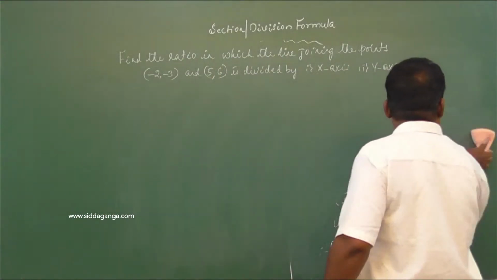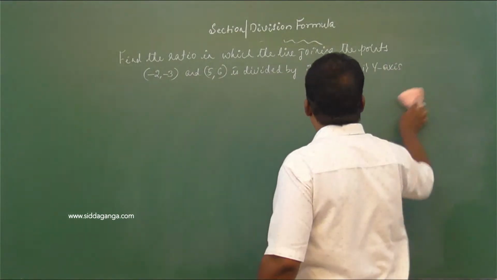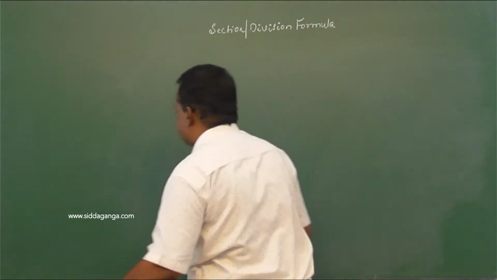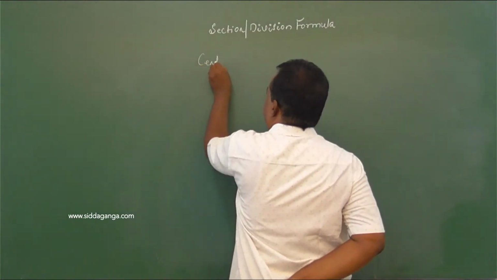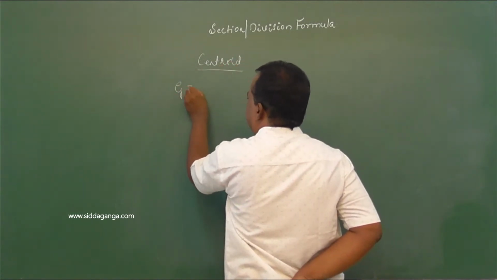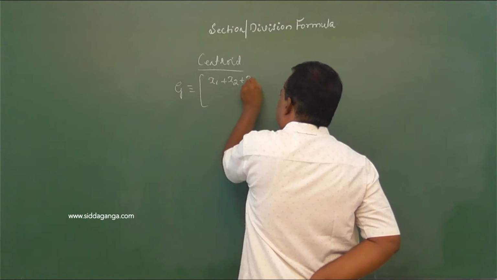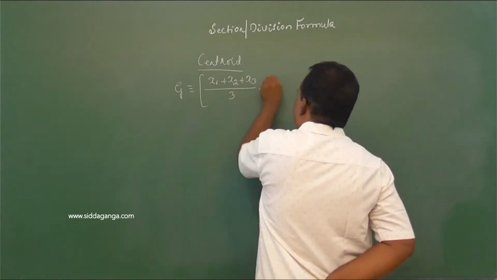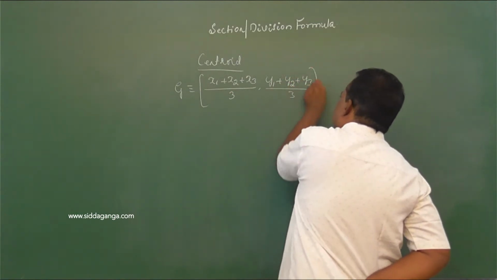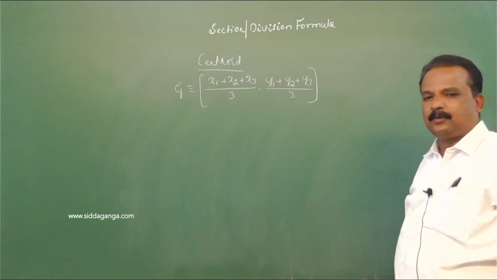Next, these are all the good problems under section formula. So one more important concept in section formula is centroid. Centroid, that is denoted by G. Centroid exists in the case of a triangle: x1 plus x2 plus x3 by 3, y1 plus y2 plus y3 by 3. This is the formula for centroid. ಏನಿದು ಸೆಂಟ್ರಾಯ್ಡ್ ಅಂದ್ರೆ ಏನು, ಹೇಗೆ ಬರುತ್ತೆ ಸೆಂಟ್ರಾಯ್ಡ್, ನೋಡ್ರಿ.